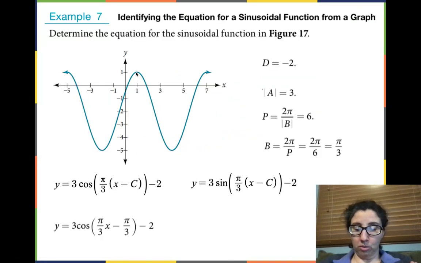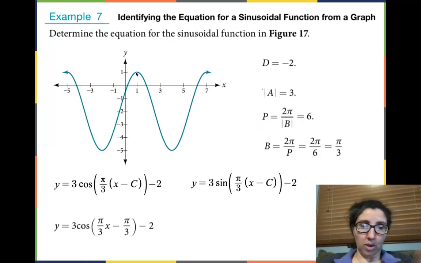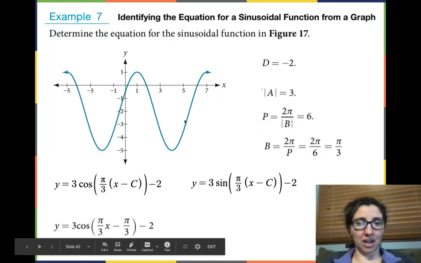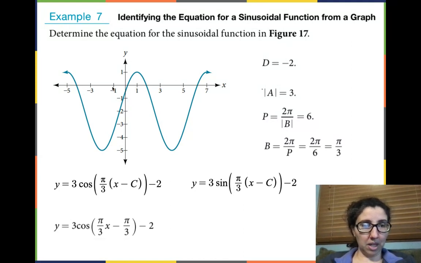What if we did a sine shift? If we did a sine shift, it would be kind of harder to tell, honestly, since this starts and ends at 1 and 7. Yeah, let's do it as a cosine shift.